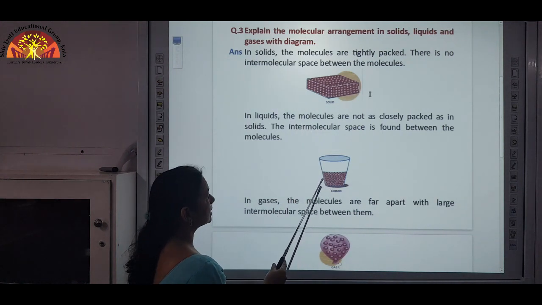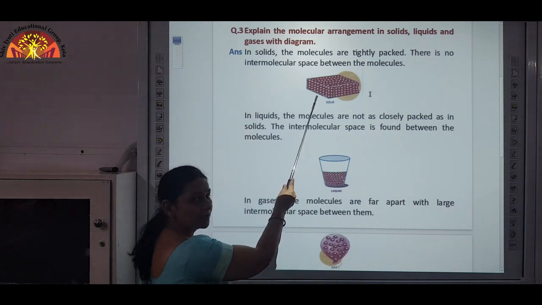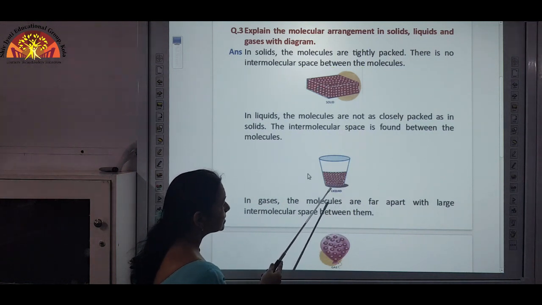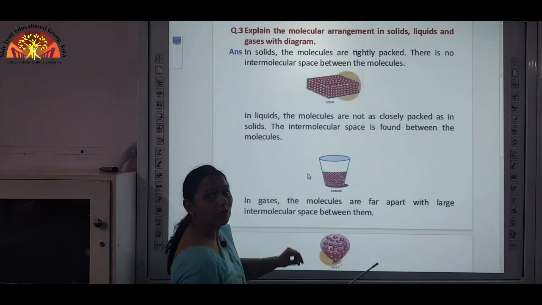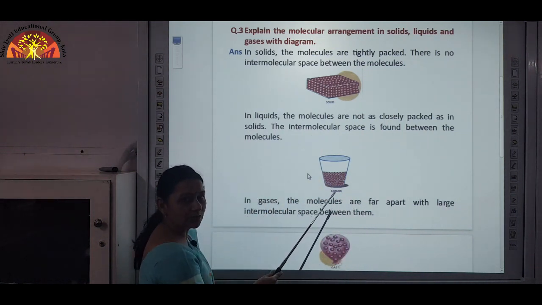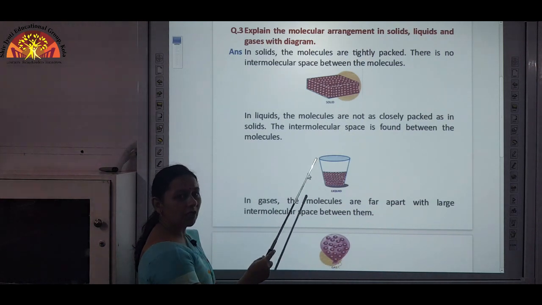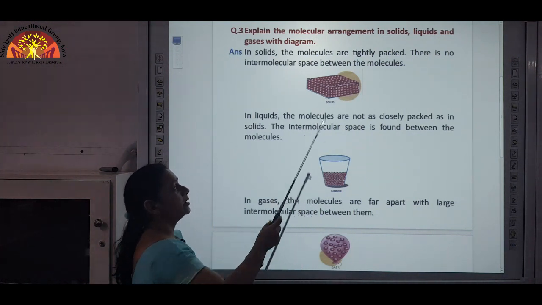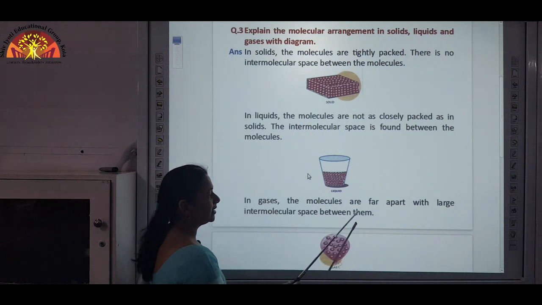In liquids, you can see the molecules are not as closely packed as in solids. In solids they are very closely packed, but in liquids they are not, and the intermolecular space is also there. So, intermolecular space is found between the molecules. The force of attraction between the molecules here is not as strong as in solids.